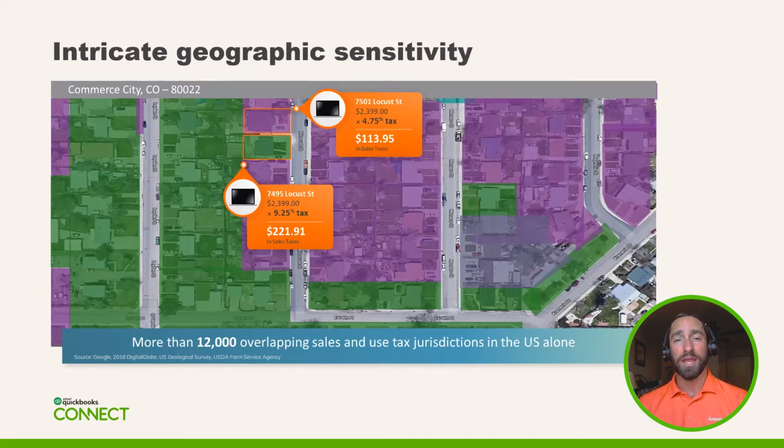So this is the same zip code in the same neighborhood in Commerce City, Colorado. All the houses in purple have a combined or a composite tax rate, if you will, of 4.75%. All the houses in green have a combined tax rate of 9.25%. That's almost a 5% delta from one side of the street to the next. This is why we say zip codes aren't the right tool for the job. They're not 100% accurate, and why we would stress rooftop level calculations.